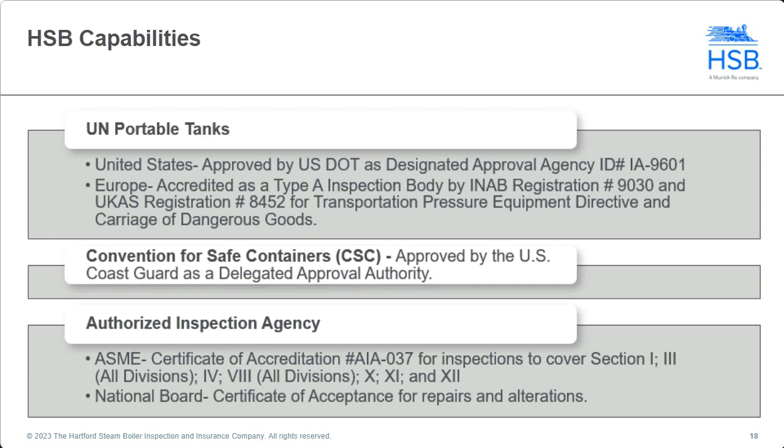If the container is a size or it's required to meet the Convention for Safe Containers, HSB is a delegated approval authority granted by the U.S. Coast Guard. As an authorized inspection agency for ASME, we're accredited by ASME. Our accreditation number is 037. And for repairs and alterations, we have a certificate of acceptance as an authorized inspection agency.